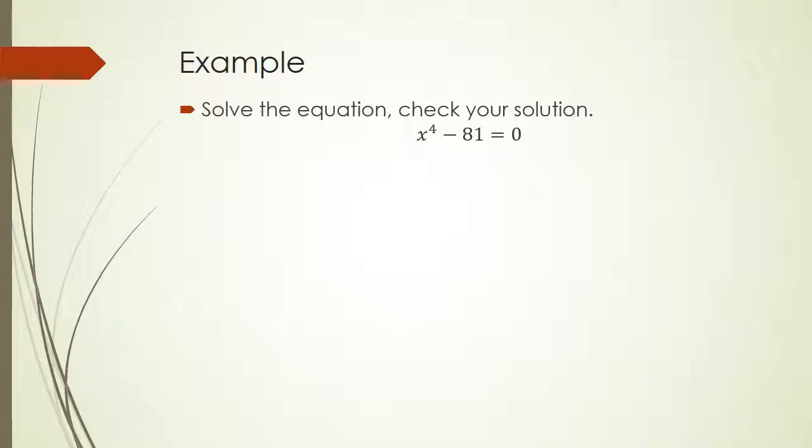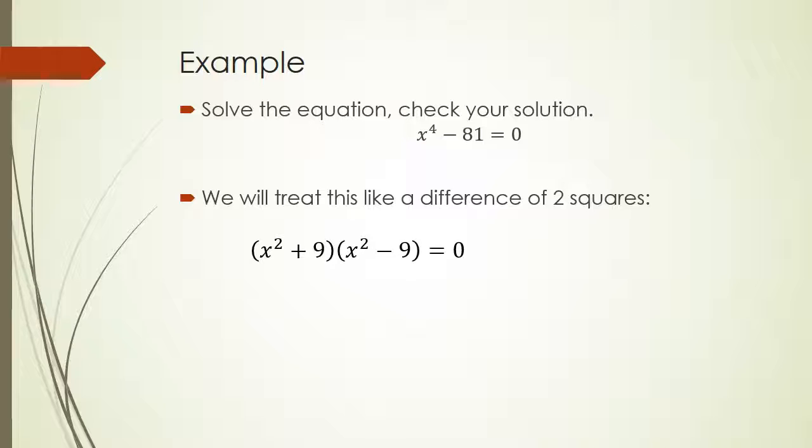Okay, now let's try solving this equation and check your solution. If you want to try this on your own, pause the recording, then resume it to check your answer. Okay, we're going to treat this like a difference of 2 squares. So we're going to factor it into x squared plus 9 times x squared minus 9 equals 0.